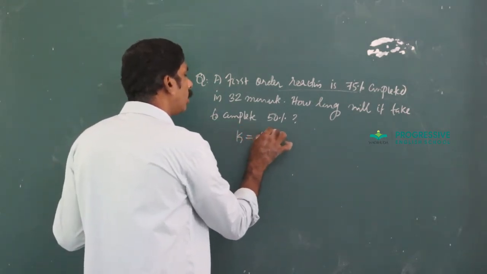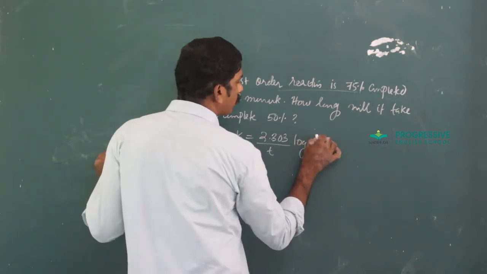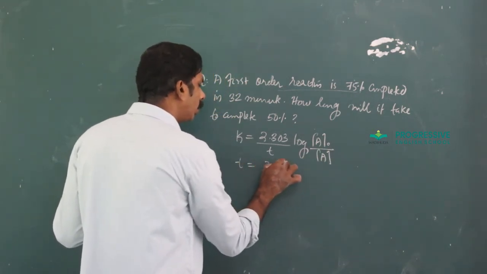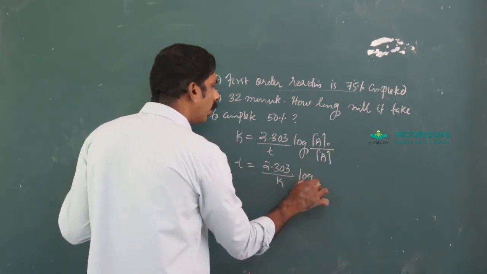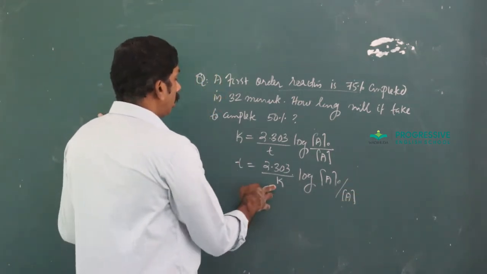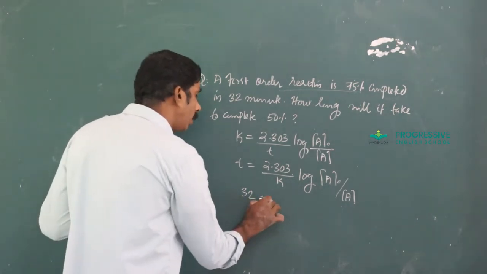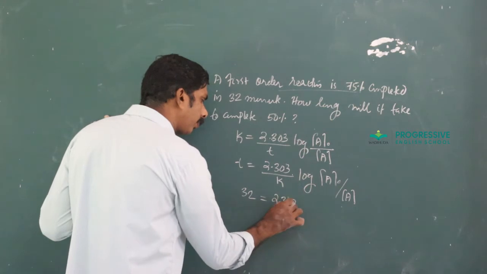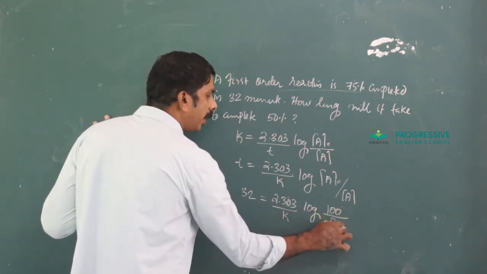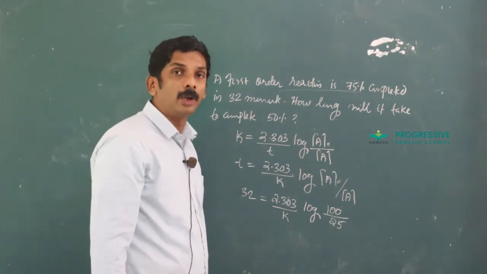That is, K equal to 2.303 by T log A0 by A, or T equal to 2.303 by K log A0 by A. Here T for 75% is 32. 32 equal to 2.303 by K log 100 divided by 25, because 75% of the reaction is completed, which means the remaining is 25.